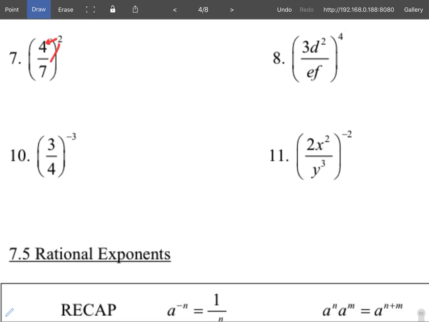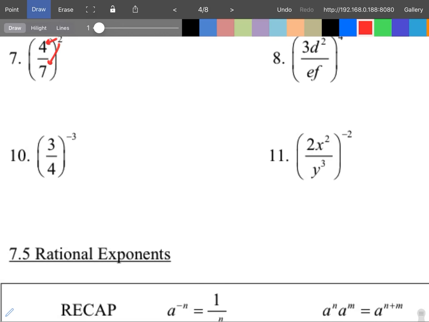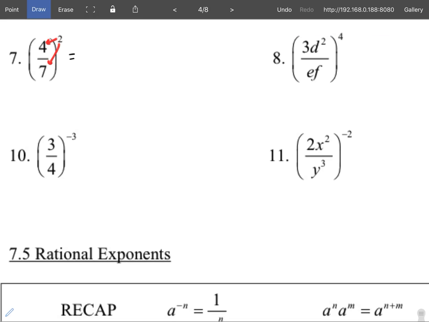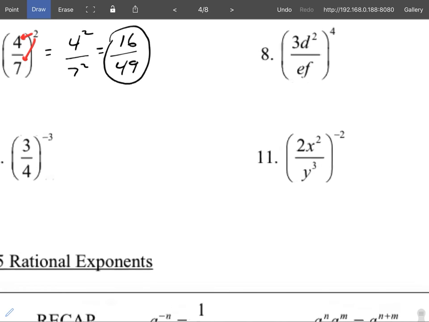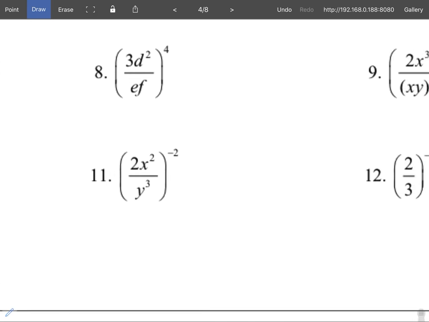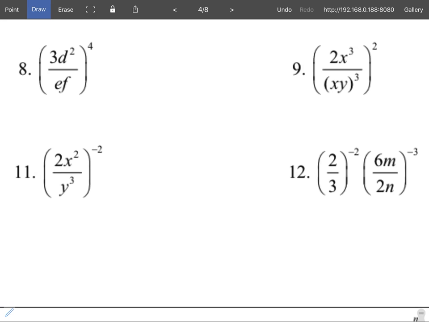All we got to do is put that exponent onto the numerator and onto the denominator. So if we do that, we're just going to end up with 4 to the second power over 7 to the second power. 4 to the second, that's 16. 7 times 7 is 49. So he gets 16 over 49. Let's take a look at number 8.